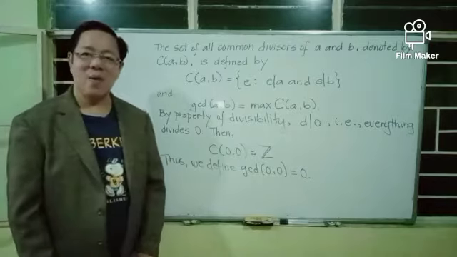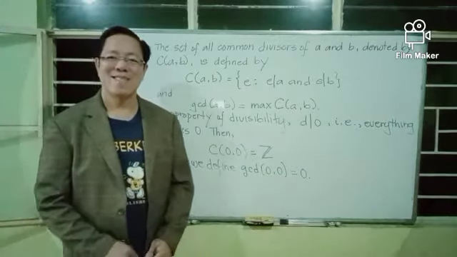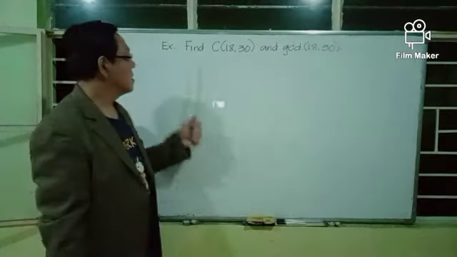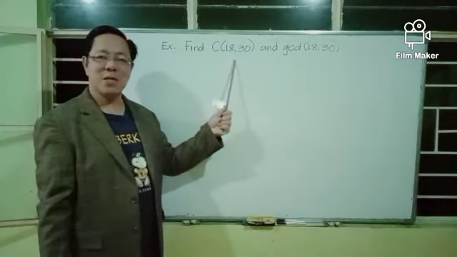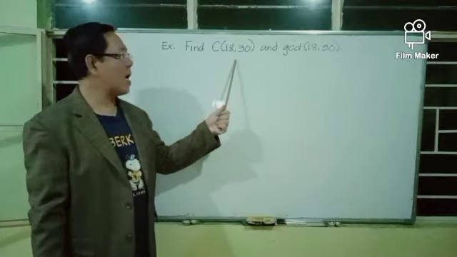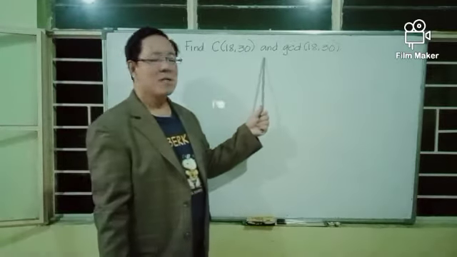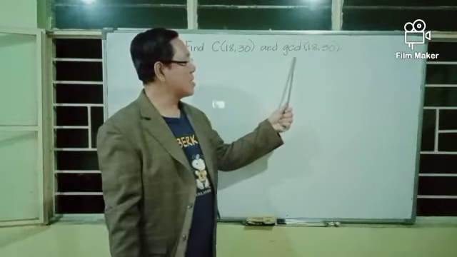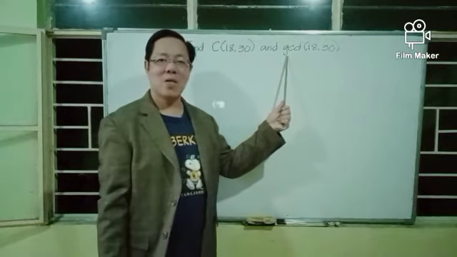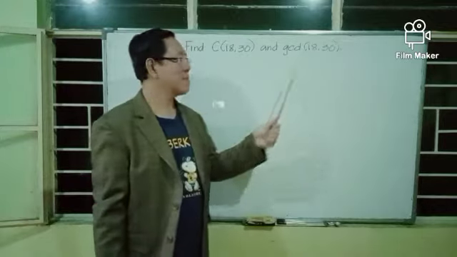Now we take some examples. Our first example, consider the following. Find C of 18, 30. This is the set of all common divisors of 18 and 30. And we also find the GCD of 18 and 30, the greatest common divisor of 18 and 30.